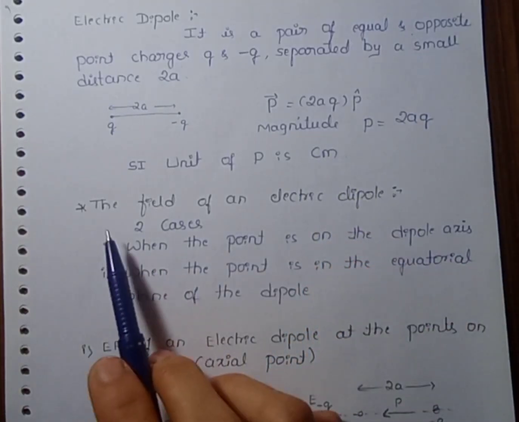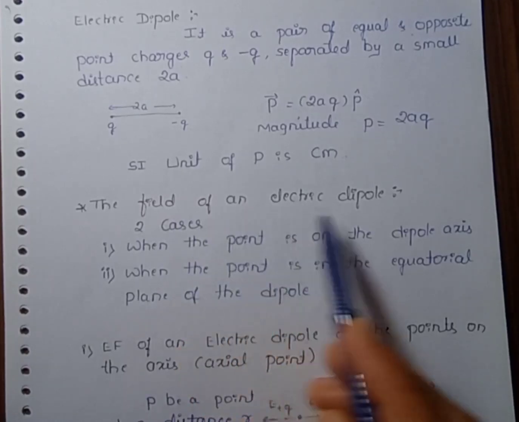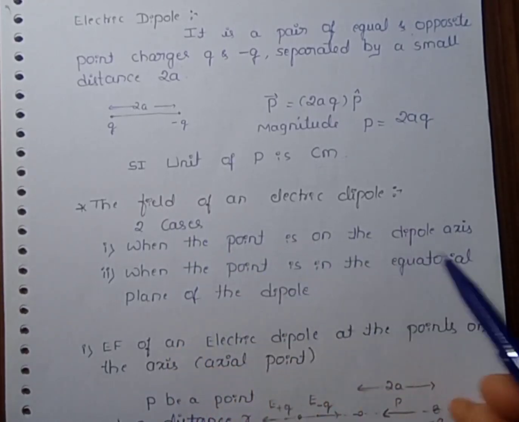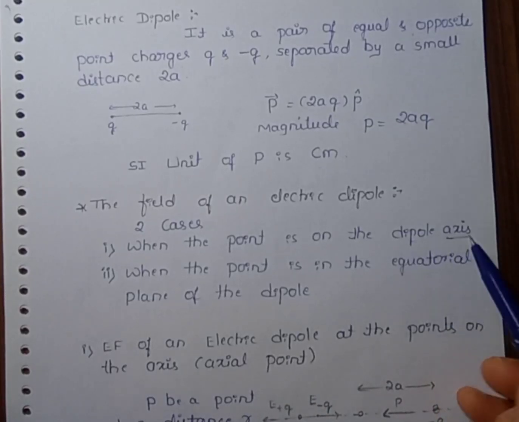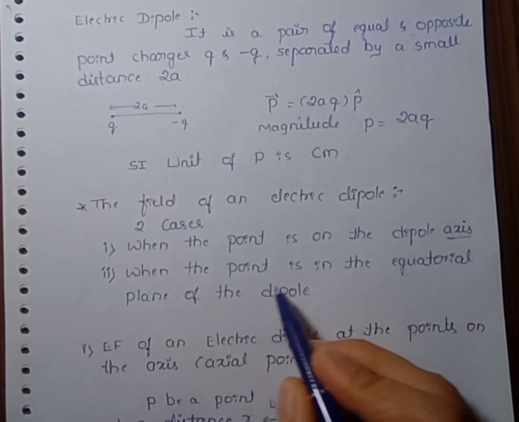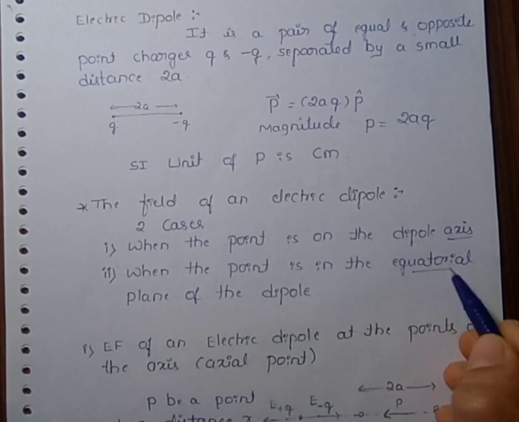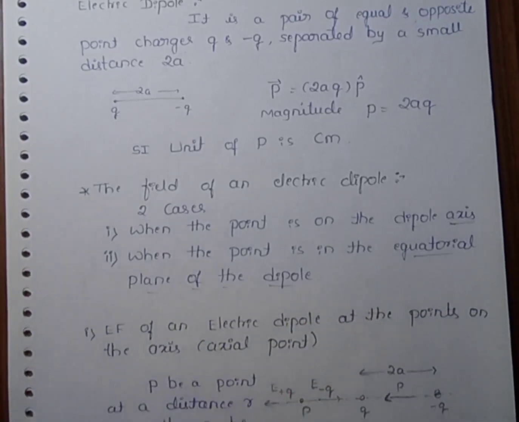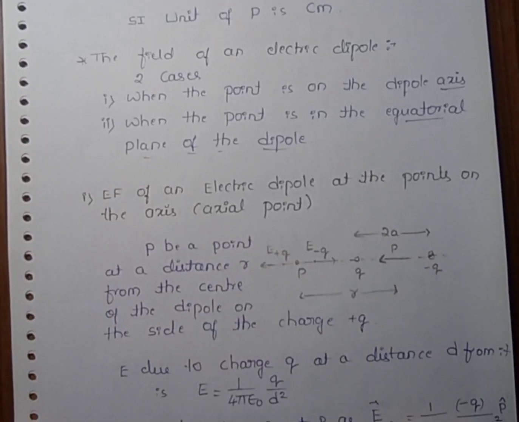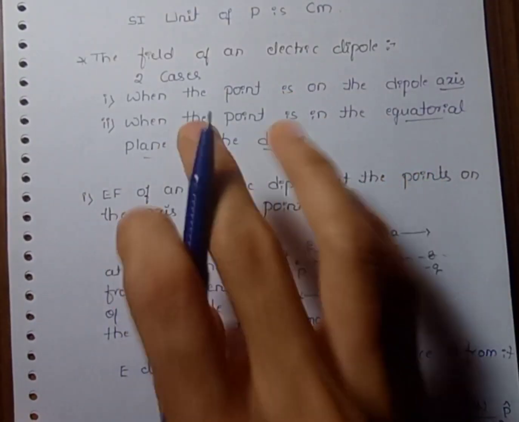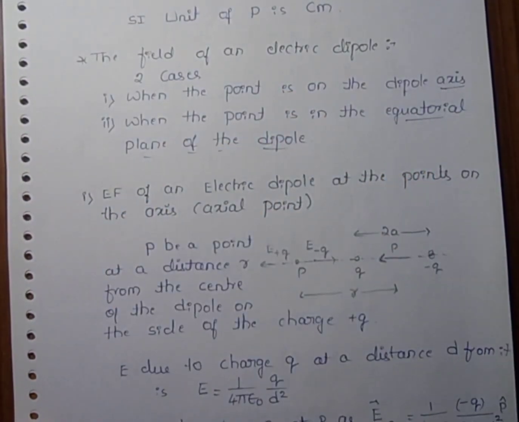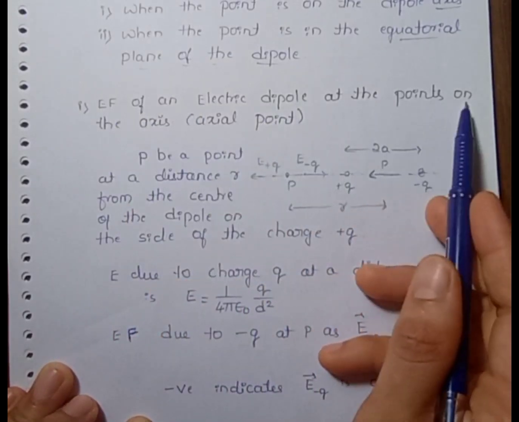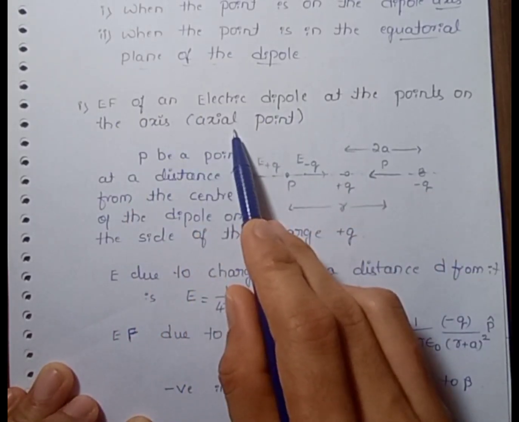Next one is electric field of an electric dipole. There are two cases: when the point is placed on the dipole axis, and second, when the same point is on the equatorial plane of the dipole. Let's see the first case. These two cases are very important for the 5 marks derivations. First one is electric field of an electric dipole at points on the axis. That one is the axial point.